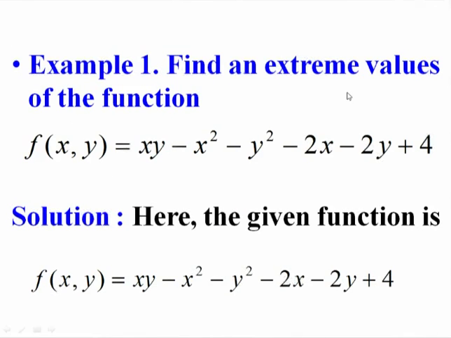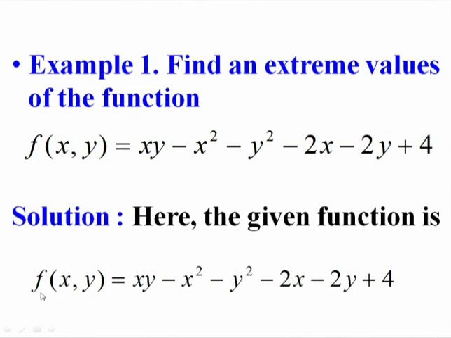First example: find the extreme values of the function f of x comma y is equal to xy minus x square minus y square minus 2x minus 2y plus 4. So here the given function is f of xy equal to xy minus x square minus y square minus 2x minus 2y plus 4. Now for the critical points, we have to find the partial derivatives of this function with respect to x and with respect to y and equate them to 0.